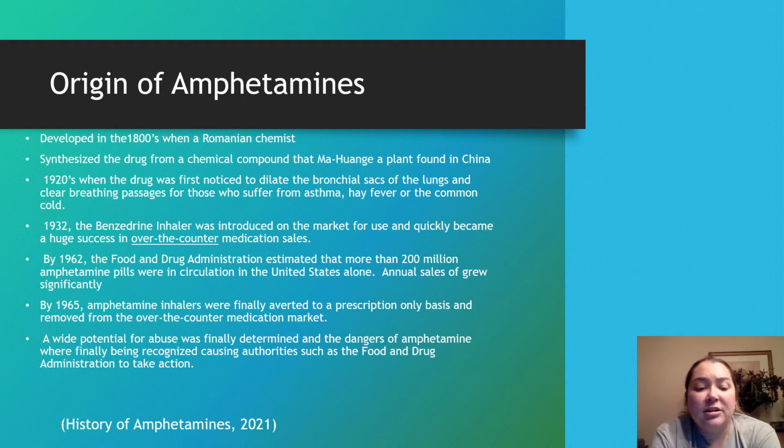In 1962, the FDA estimated more than 200 million amphetamine pills were in circulation in the United States. The annual sales grew significantly, and by 1965, the inhalers were finally converted to a prescription-only basis and removed from over-the-counter. A wide potential for abuse was finally determined, and the dangers of amphetamines were finally being recognized, causing authorities such as the FDA to take action.